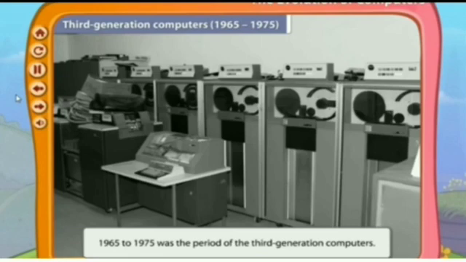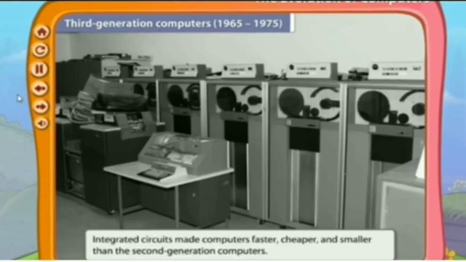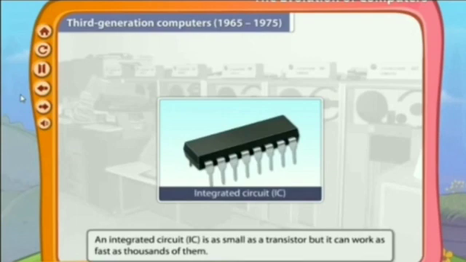1965 to 1975 was the period of the third generation computers. The third generation computers used integrated circuits. This component replaced the transistors that were used in the second generation computers. IBM 360 and PDP-11 are examples of the third generation computers. These computers were smaller in size than the computers of earlier generations. Their speed and accuracy were better, they produced a lesser amount of heat, and they were less expensive than the computers of earlier generations.